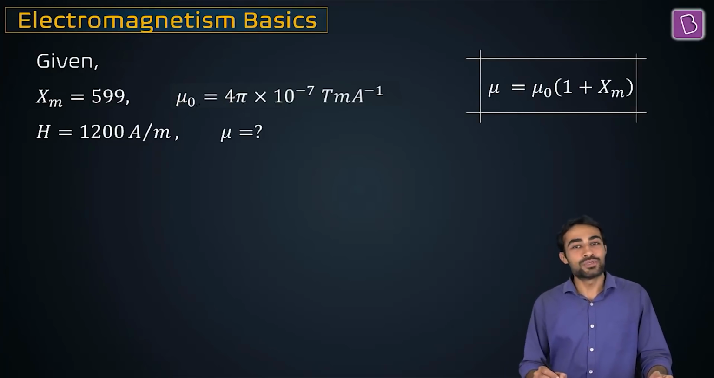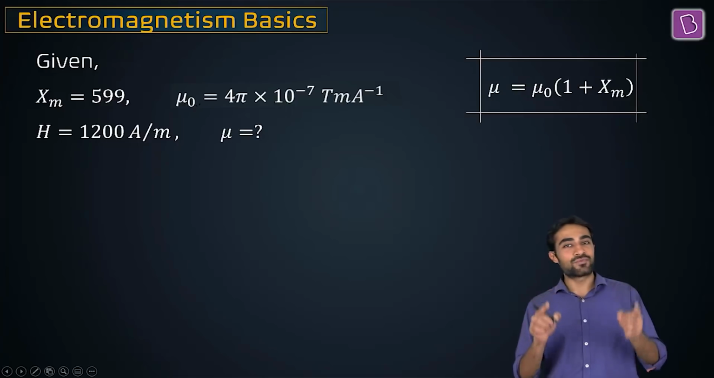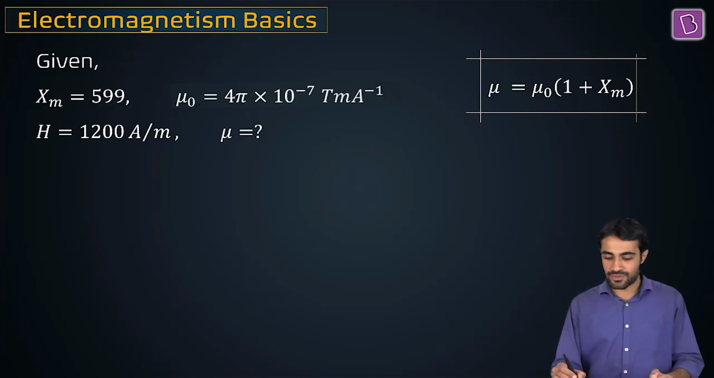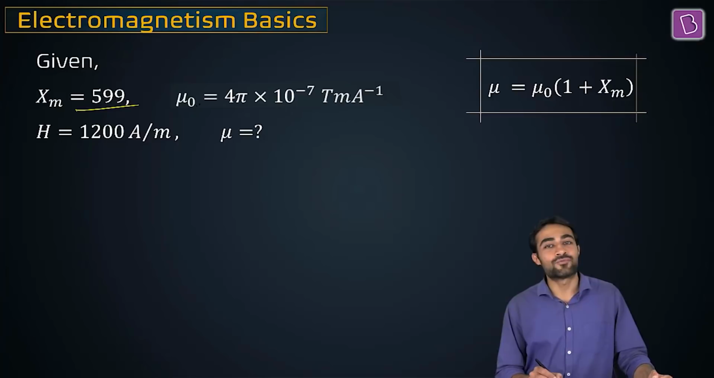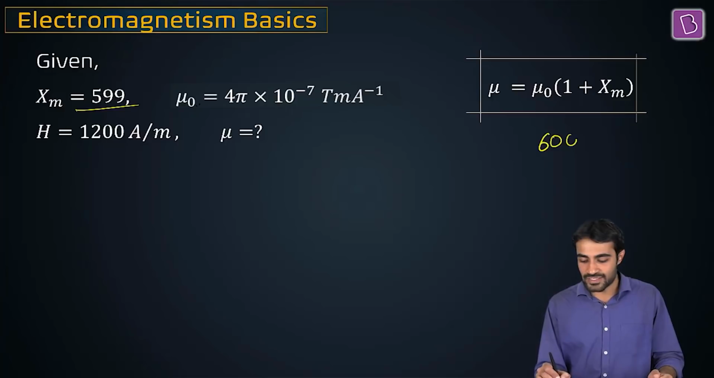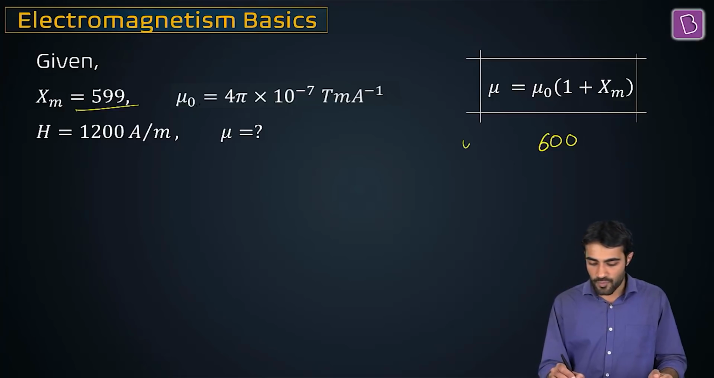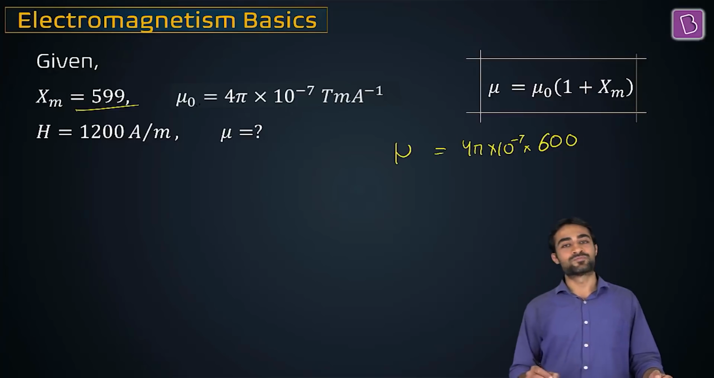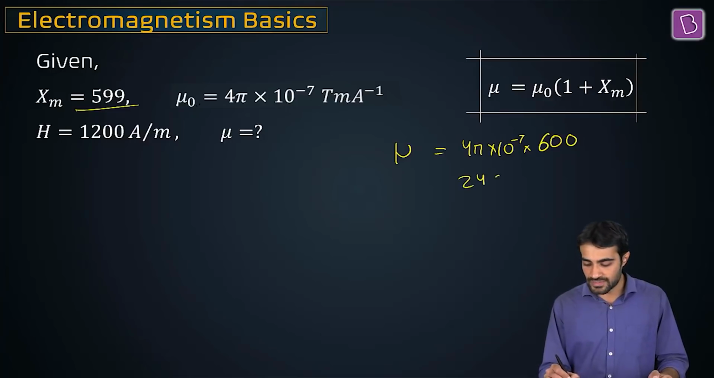Well, we have mu is equal to mu naught times, in bracket, 1 plus chi m, where chi m is susceptibility. So let's put the values and get the answer. Chi m is given to be 599. So 1 plus 599 is 600. 600 times mu naught. Mu naught is 4 pi into 10 raised to power minus 7. So this will give us mu. And we can see that 600 times 4 is 2400. And we have pi over here, into 10 raised to power minus 7.